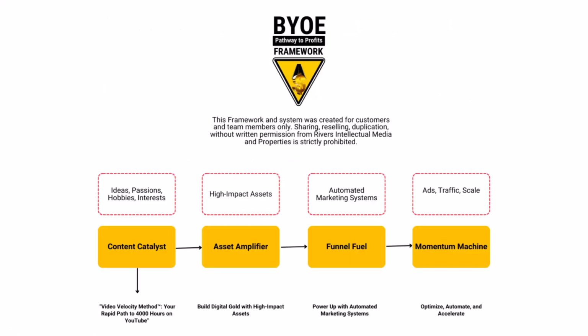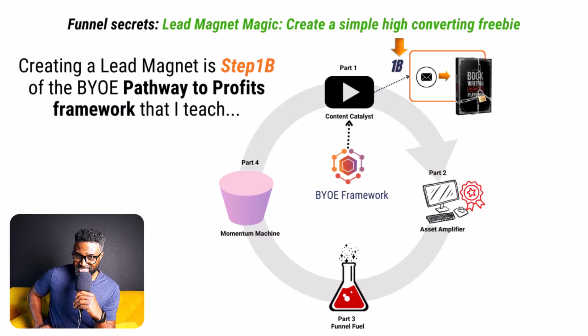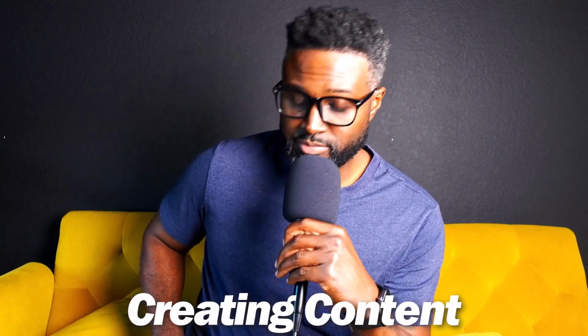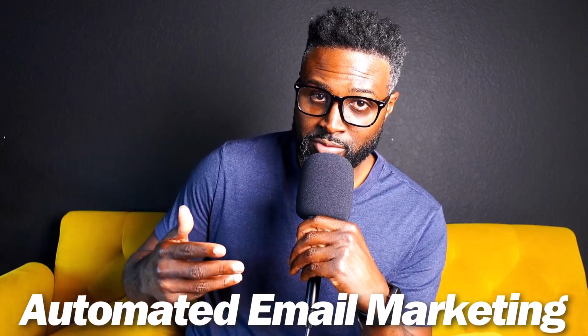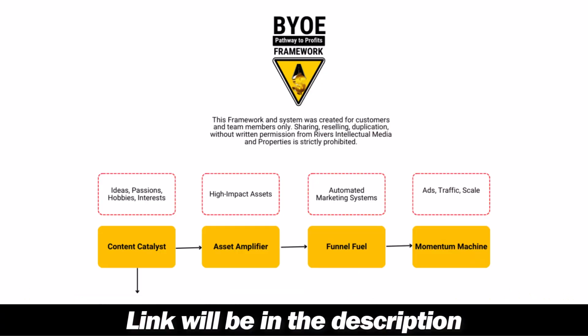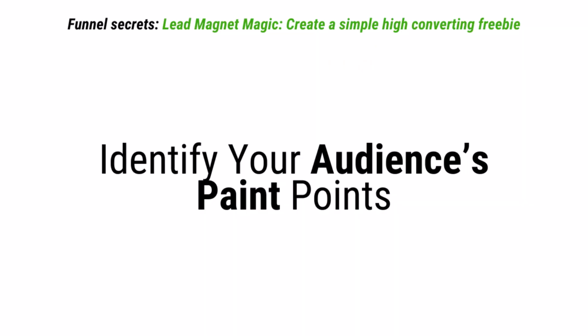Now, I teach a 4-step framework called the BYOE Pathway to Profits framework. And this is step 1B of that framework that I teach. This is my process for creating content, products, and automated email marketing and funnels. And I'll have a link to this whiteboard framework so that you can use it in your business in the description. So the first step to you getting more leads is to identify your audience's pain points.